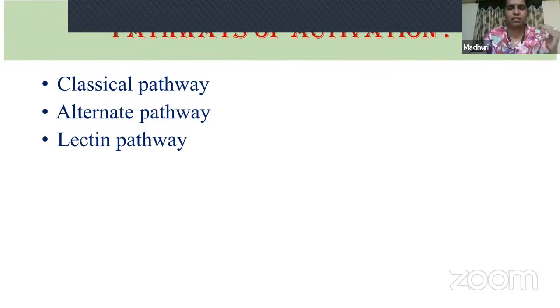The lectin pathway is otherwise called the mannose binding lectin pathway. This is the latest pathway, which has been identified in recent times. The classical pathway is also called the classical cascade pathway, or just the cascade pathway. It is the age-old pathway. Then we have the alternate pathway, or the properdin pathway. Then we have the mannose binding lectin pathway, or the lectin pathway.